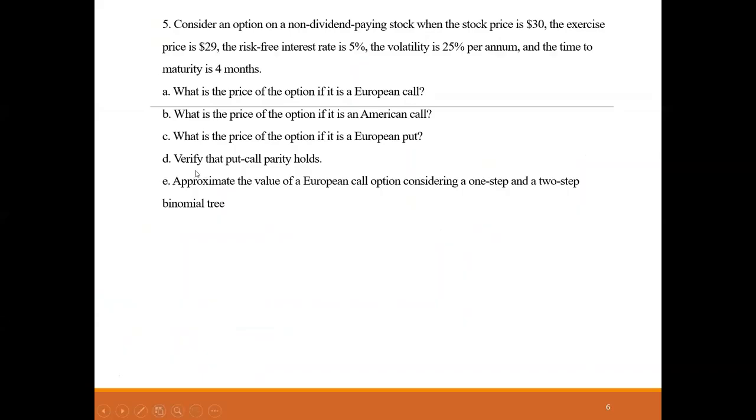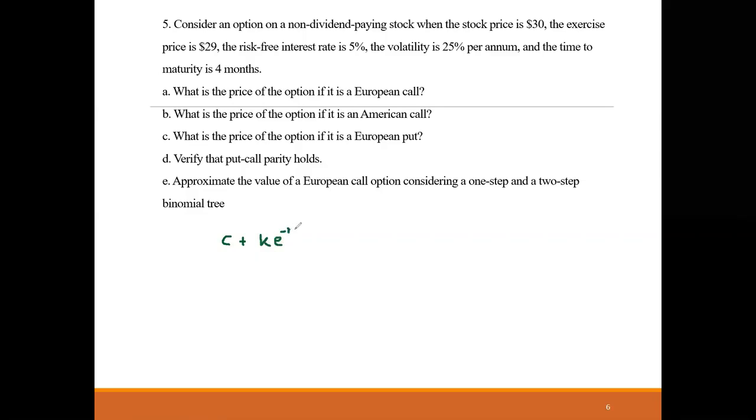The next part asks you to verify that put-call parity exists. So check whether the put-call parity holds. There can be slight differences based on rounding off, but there cannot be a significant difference, right? We say the call price plus the present value of the exercise price should be equal to the put price plus S0. So if you take this, how much do you get?